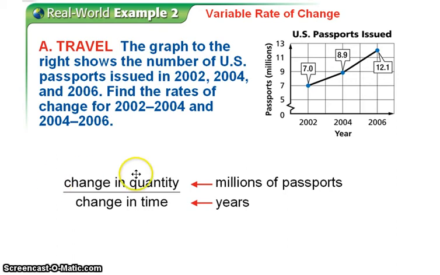Okay, so again, our change in Y has to be on top. Here are our Y's. That's your millions of passports. Your X, or your independent variable, is the time, the year. So we have to compare two different time periods, so we have to do this twice. Let's look at 2002 to 2004. So we're looking from right here to right here.